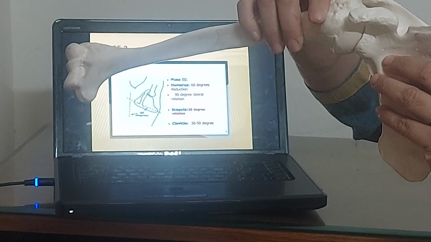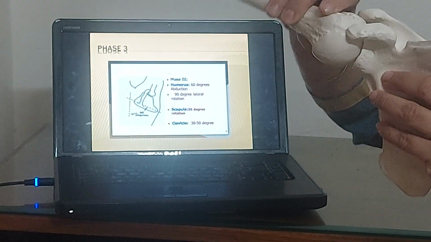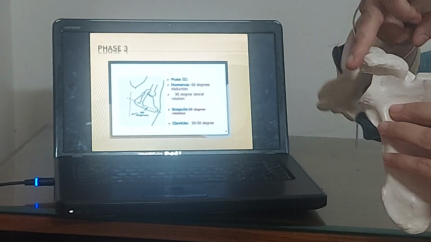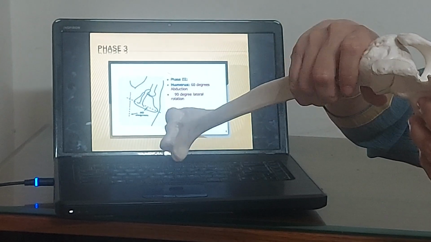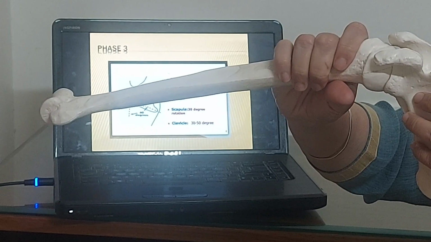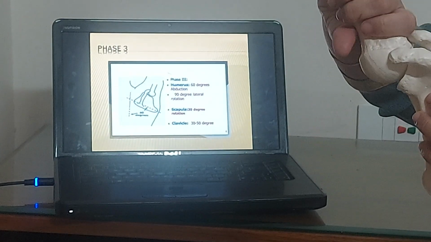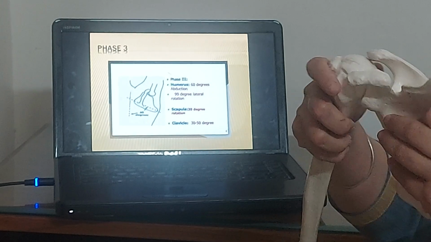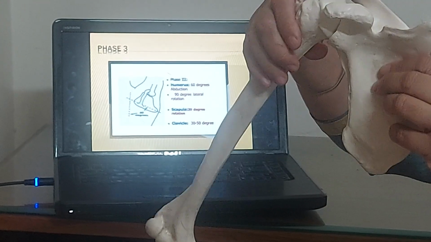At 90 degrees, the arm goes into lateral rotation so that the greater tubercle doesn't bang at the coracoacromial arch. So there is no impingement. So at 90 degrees, first the arm goes into lateral rotation of 90 degrees and then it moves into 180 degrees of motion. Fine.